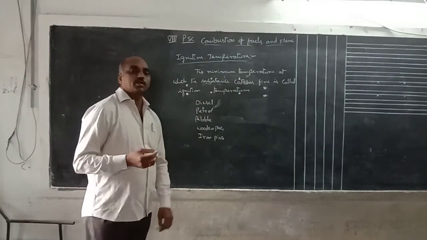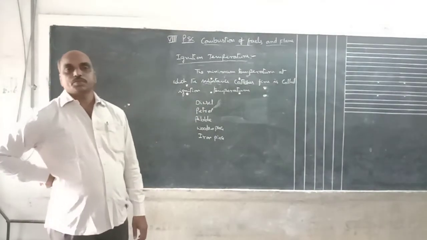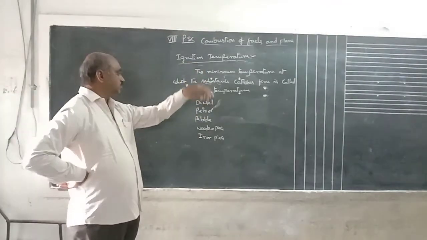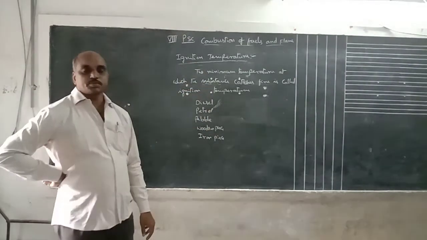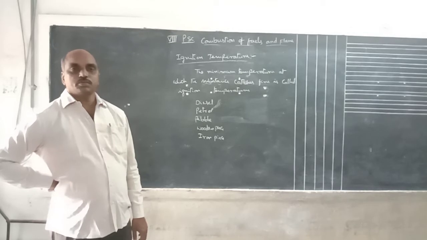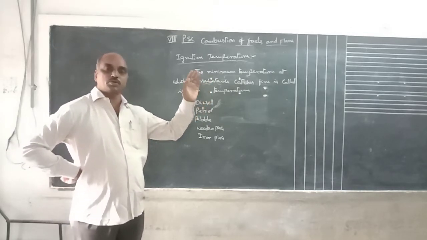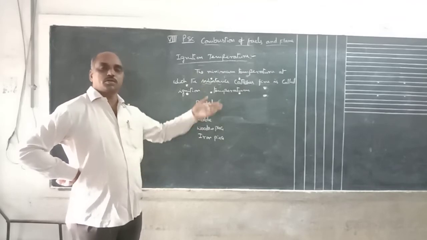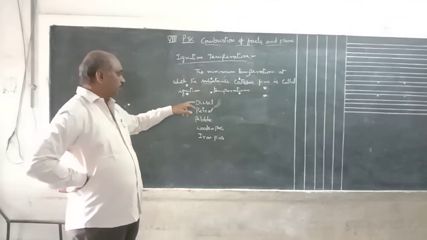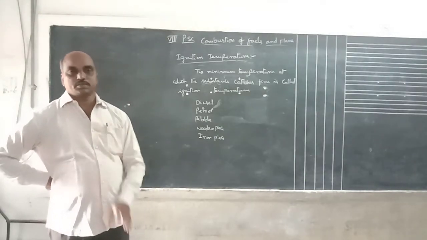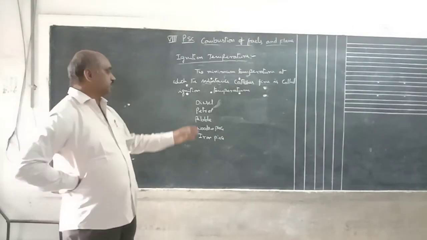Take a certain quantity of diesel in a small test tube with a fork, and keep the test tube near the fire. Immediately the diesel catches fire. If you take petrol, diesel or kerosene, these all catch fire immediately. Why? Because their ignition temperature is very low.